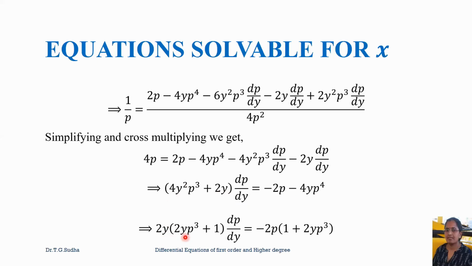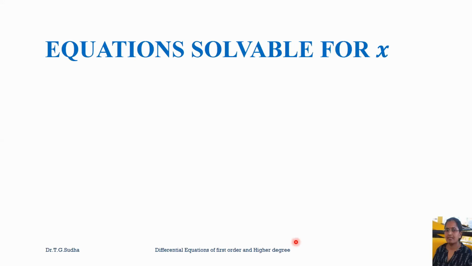So we get 2y into (2y p cube plus 1) into dp by dy. And on the right hand side, we can take minus 2p common. So we get minus 2p into (1 plus 2y p cube). Now you can observe that this factor, that is 1 plus 2y p cube, is on either side. So when we shift everything to the other side, we get an expression of this form.